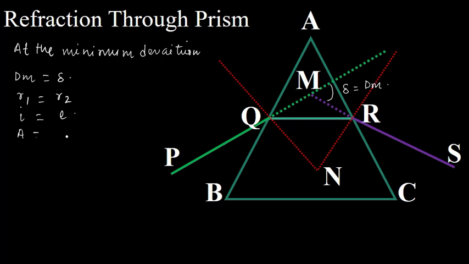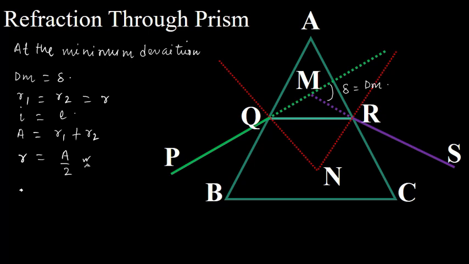A equal to R1 plus R2. According to this one, suppose R1 equal to R2 equal to R. So here R equal to A by 2. R plus R equal to 2R, and when A is divided by 2 then we get R. So we succeed in finding the value of R.